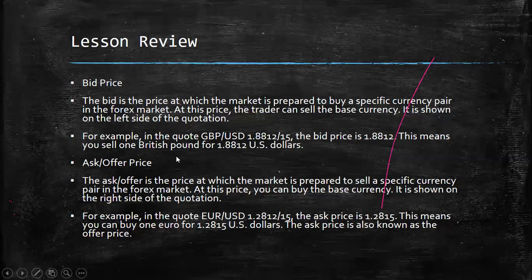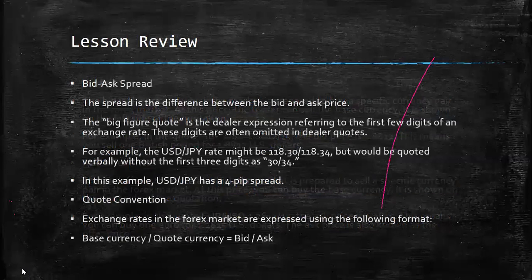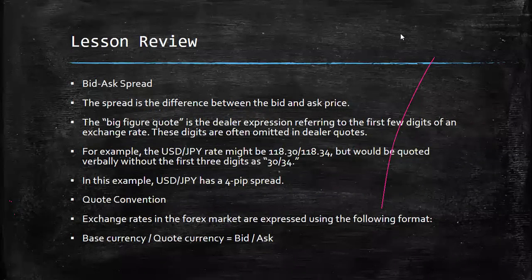The ask price or the offer price is the price at which the market is prepared to sell, and it's on the right. The spread is the difference between the bid and the ask price.